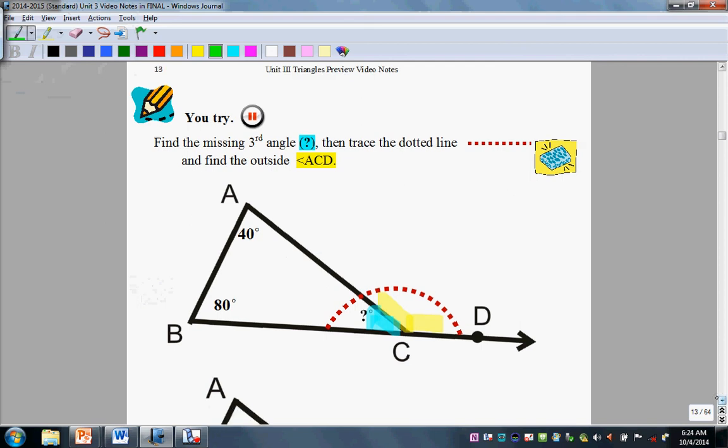Now what I'd like you to do here is I want you to find all possible angles. And not only do I want you to find this angle here, but notice the dotted line. I want you to take the time to sweep the dotted line, and then I want you to find this angle on the outside as well, right there. Find all the angles in the diagram. Go.